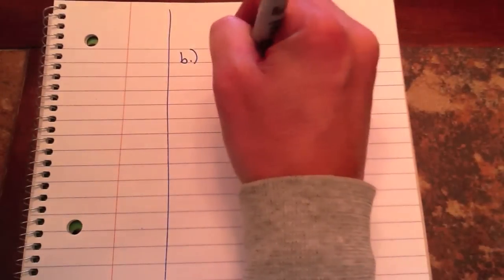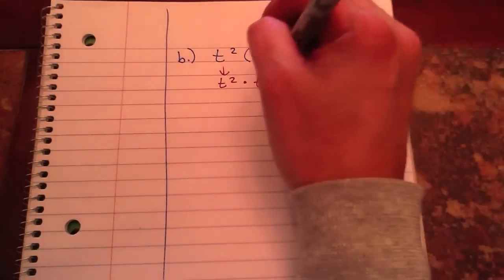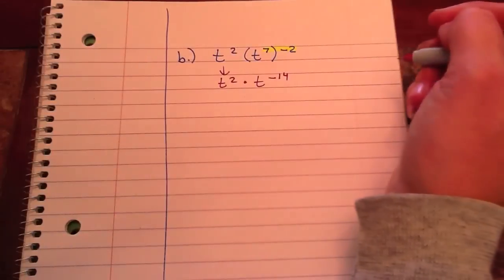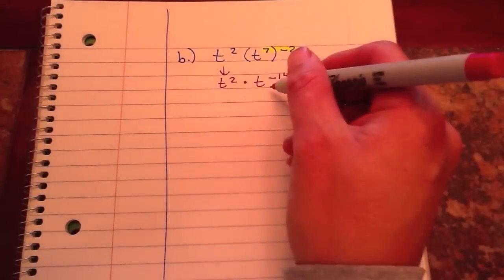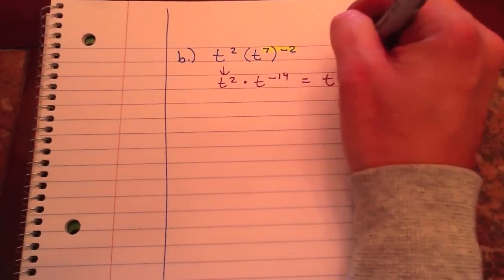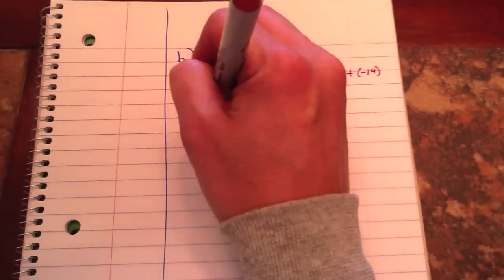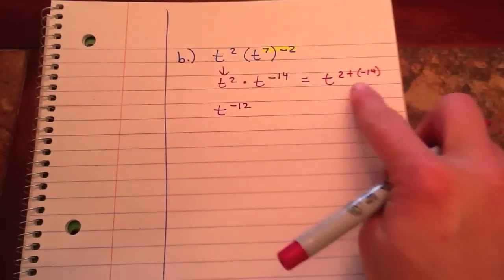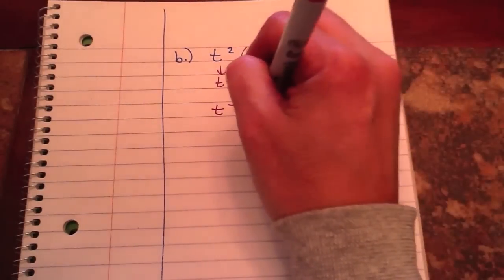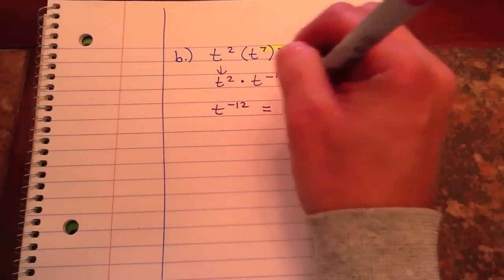So now I bring down t squared times t, 7 times the negative 2 is a negative 14. Like base, so I can just bring my base over, and I have 2 plus a negative 14, which ends up being t to the negative 12, and I write my final expression 1 over t to the 12.